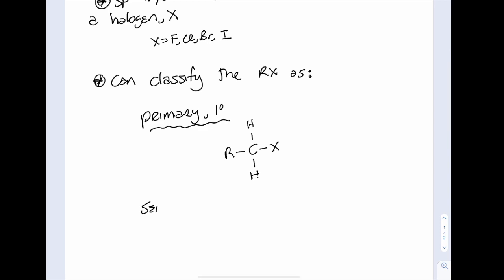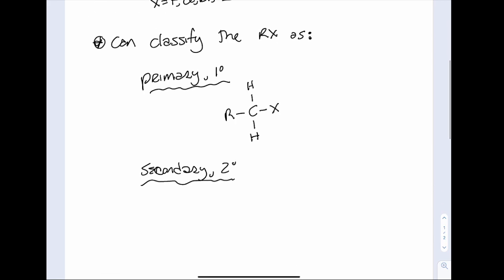Secondary, our symbol is 2 with a degree sign, but we're not going to say 2 degree, we're going to say secondary. And in this one, the carbon that my halogen is bonded to is bonded to 2 other carbons. Let's use an R group, sorry. And then 1 hydrogen, right? It has to have 4 things if it's going to be uncharged.